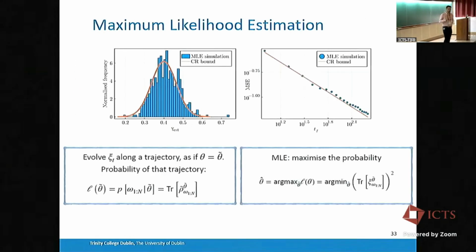It's also useful for the maximum likelihood estimation itself, which is the way in which we try to estimate the parameter, because as it turns out, the point where we're finding the correct parameter is the point where this trace vanishes. So we're looking for the minimum candidate parameter of this trace or of the square of it. And that'll give us the optimum in a maximum likelihood sense.